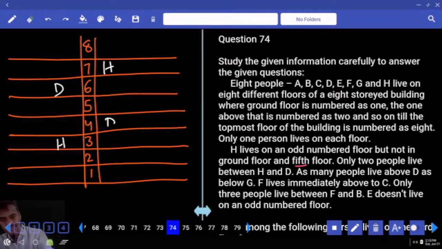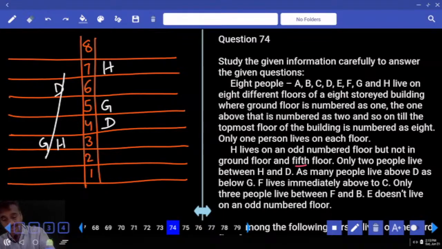Now in this case, only 2 in between H and D. As many people above D, below G. Above D there are 2 and below G there must be 2. Is it possible? No. And this is straight away ruled out. Above D, how many are there? 4. And below this G, there must be 4. G is here.